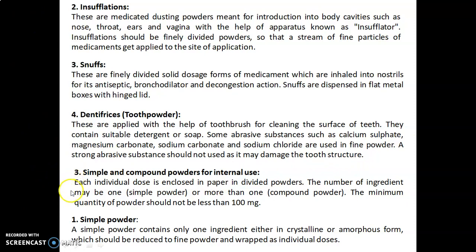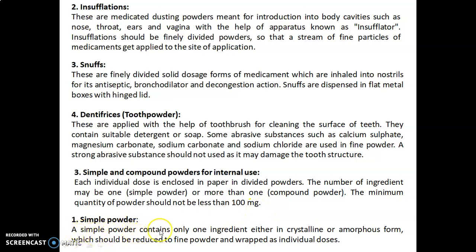Then next, the third class, that is the simple and compound powder for internal use. This is the main class of the powder. Each individual dose is enclosed in paper. In the divided powders, the number of ingredients may be one, simple powder, or more than one, that is compound powder. The minimum quantity of powder should not be less than 100 mg.